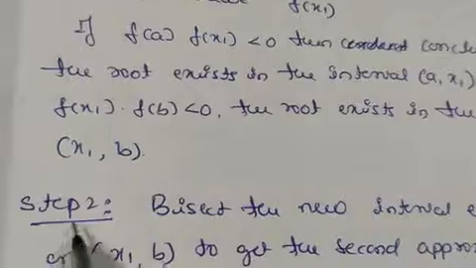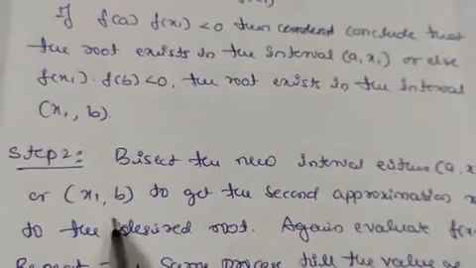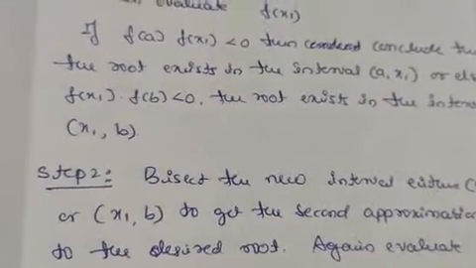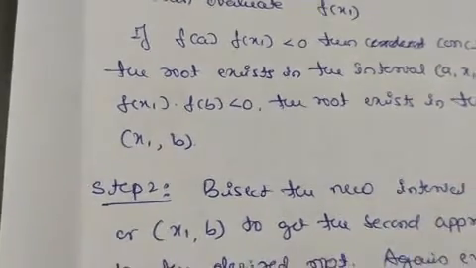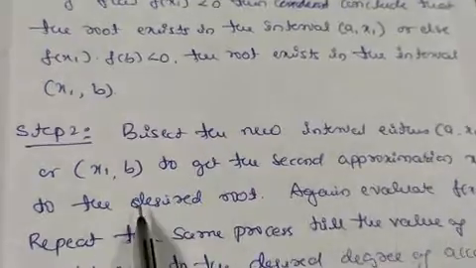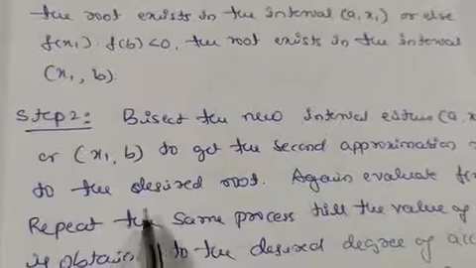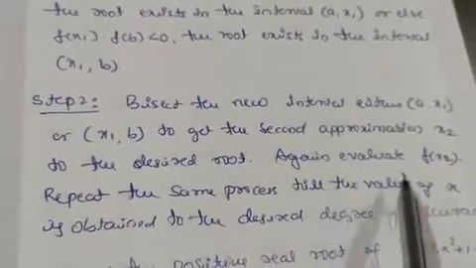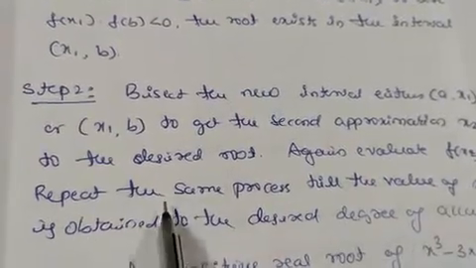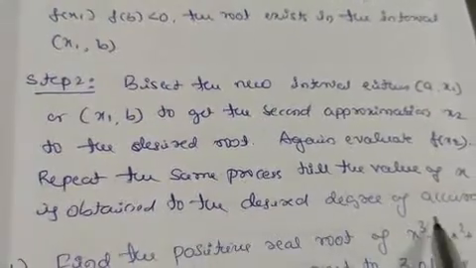Then the next step is to bisect the new interval, either a, x1 or x1, b, to get the second approximation. Step 2: bisect the new interval to get the second approximation x2 to the desired root. Then again evaluate f(x2). Then repeat the same process till the value of x is obtained to the desired degree of accuracy.